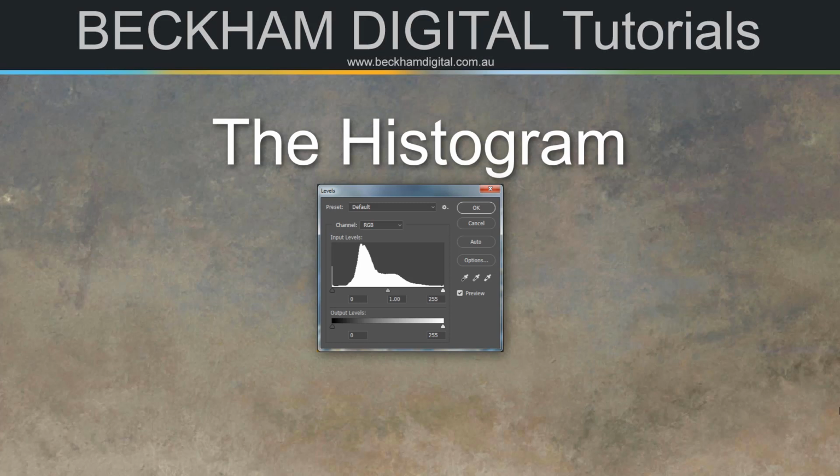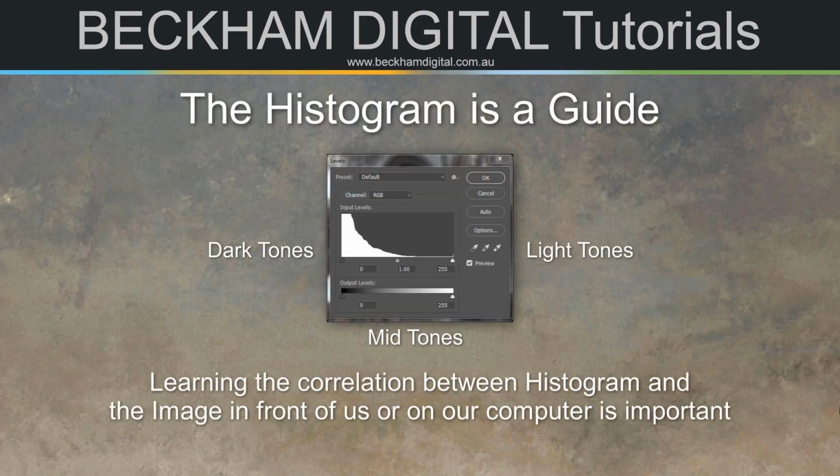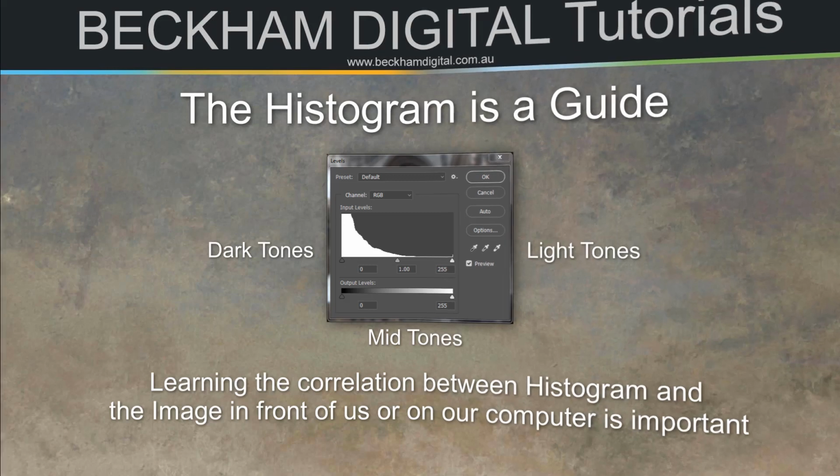Now let's talk just a little while about the histogram. The histogram is just a guide. It's a graphic of the tones we have in our image. The dark tones are shown by the histogram on the left, light tones on the right, and mid-tones in the center. What we need to do is to learn the correlation between the histogram and either the image we're standing in front of, and we haven't yet maybe taken the image, or it's the image that's on our computer, because the histogram can be used in both.